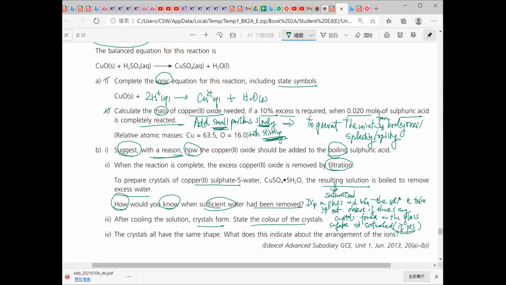State the color of the crystal. Blue, copper sulfate, 5 water. The crystals all have the same shape. What does it indicate about the arrangement of the ions? The ions are arranged in a very regular way, right? Very regular arrangement, okay? So every time the crystal is produced, it has the same shape.